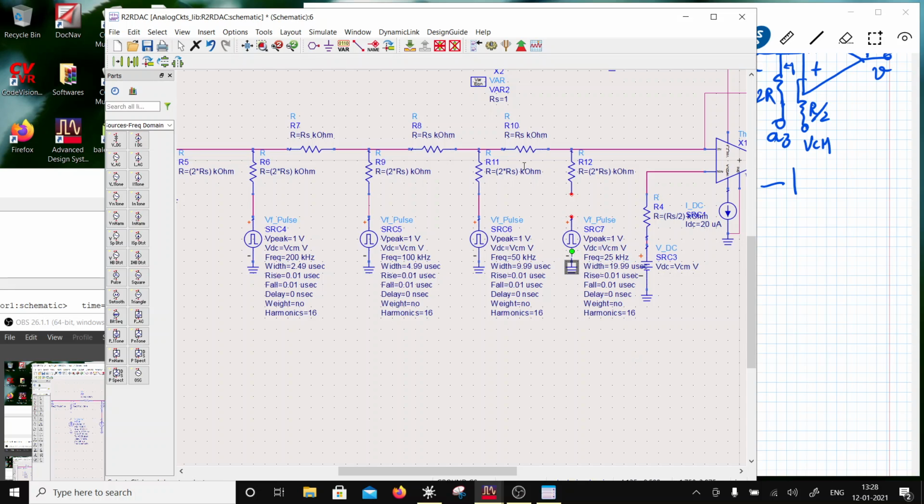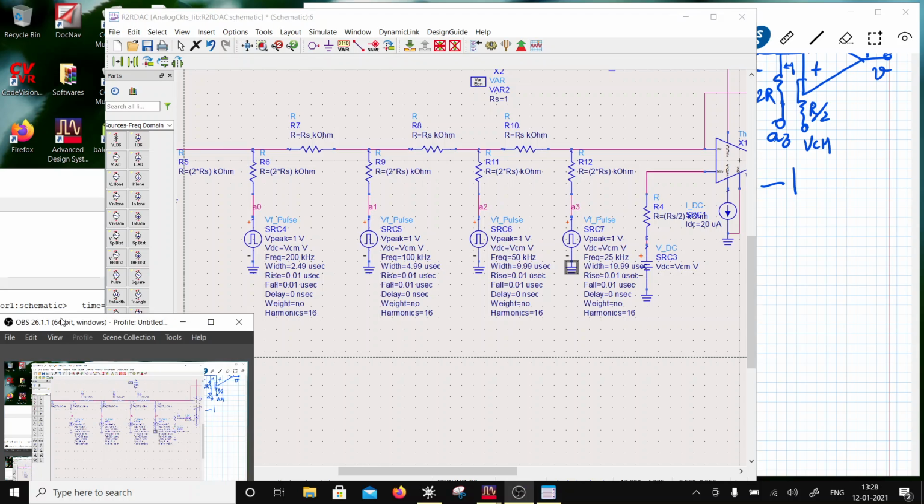Okay, so I have my A0, A1, A2 and A3 set. So let's name them. So this one is A0, this one is A1, this one is going to be A2, this one is going to be A3. Let me see if it's recording. Yeah.